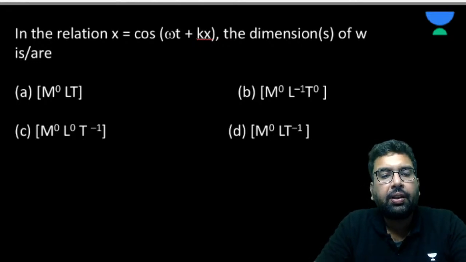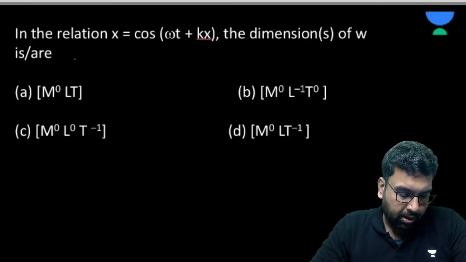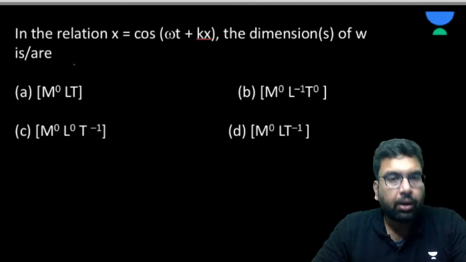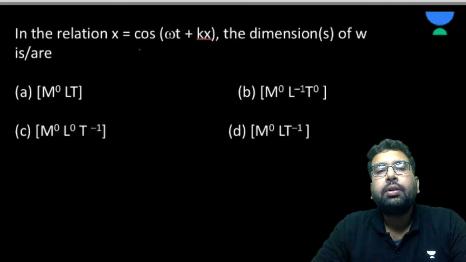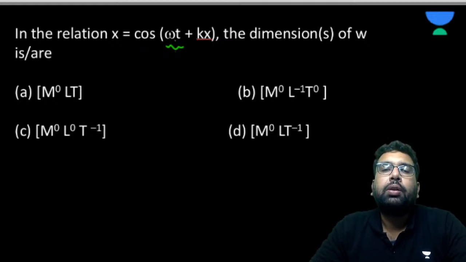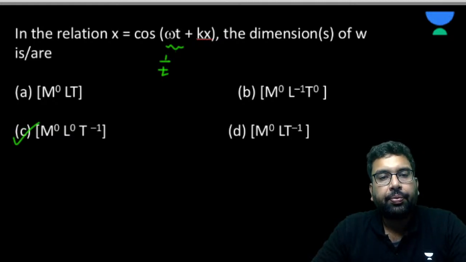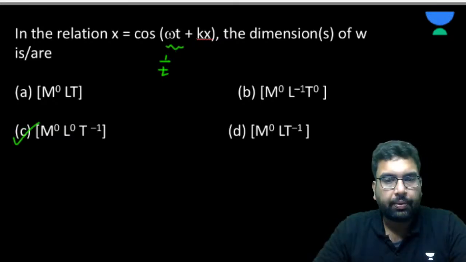Okay, I'll do it. It's a very simple question. In the relation x equals cos(omega t plus kx), what is the dimension of omega? See, it must be an angle: cos of an angle plus some angle. So for this to be an angle, it must be dimensionless. So omega must be 1 by t. So its dimension must be M0 L0 T minus 1, right?